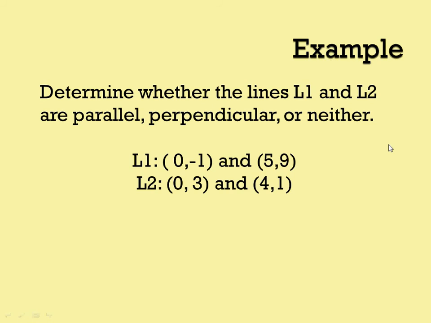Another example: determine whether these two lines are parallel, perpendicular, or neither. All I need to do is find the two slopes, because if they're parallel, the slopes are going to be the same. If they're perpendicular, they're going to be opposite reciprocals of each other. Neither means it's not parallel and it's not perpendicular.